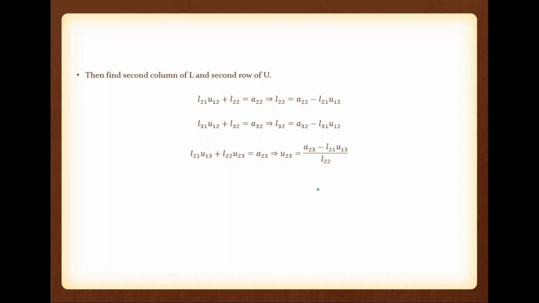Okay. Now travel through the last column of A, that is A33, that is equal to third row of L into third column of U. So it will give L31 U13 plus L32 U23 plus L33, that is equal to A33. So what is L33? L33 is equal to A33 minus L31 U13 minus L32 U23.